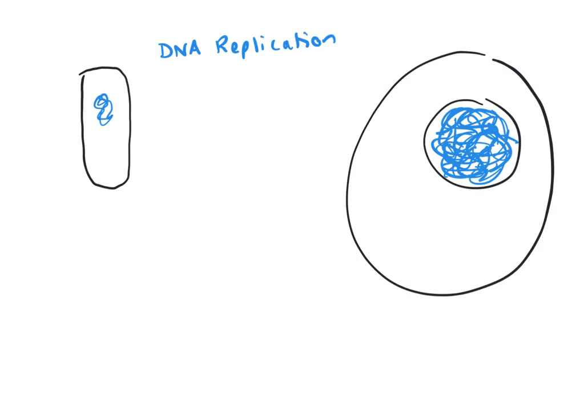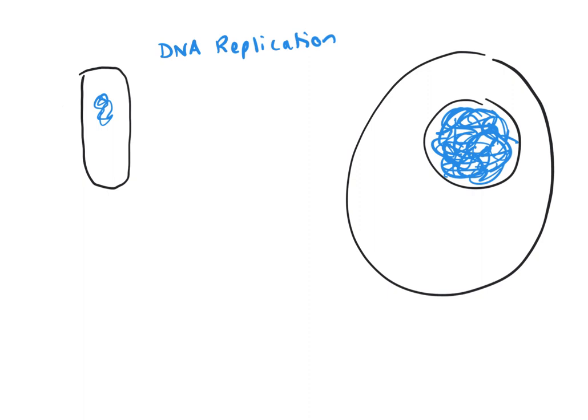In this video, I will review DNA replication. So even though bacterial cells and eukaryotic cells are very different and organize their DNA in a different way, they generally use the same strategies to get the process done.